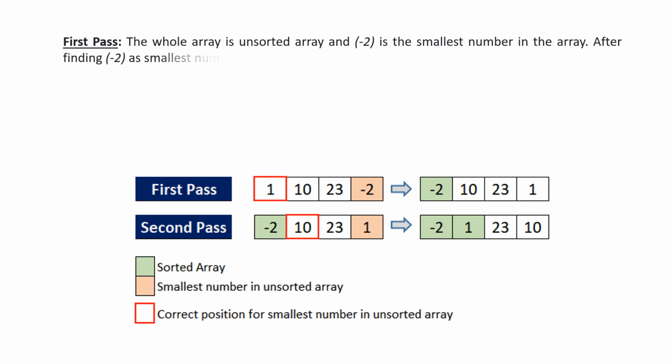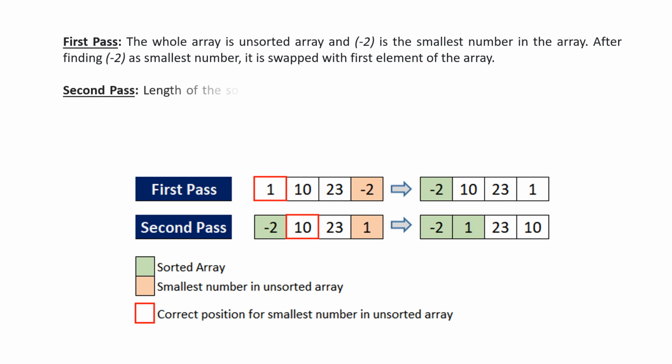In the first pass, the whole array is unsorted, and we find that minus 2 is the smallest number in the array. After finding it, it is swapped with the first element of the array, which is the technique behind the selection sort process.